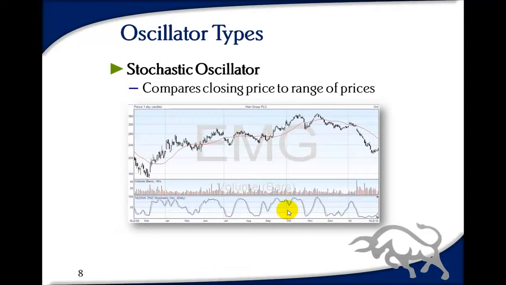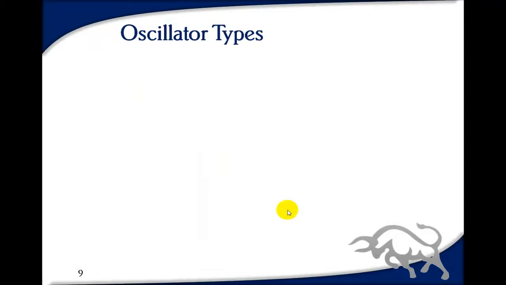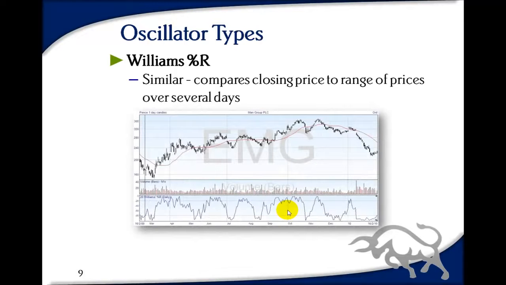We'll deal with this one quickly. The Williams percentile is very similar. It compares the range of closing prices for the day to the range of prices over several days, of what you set. So it gives you a very similar thing.